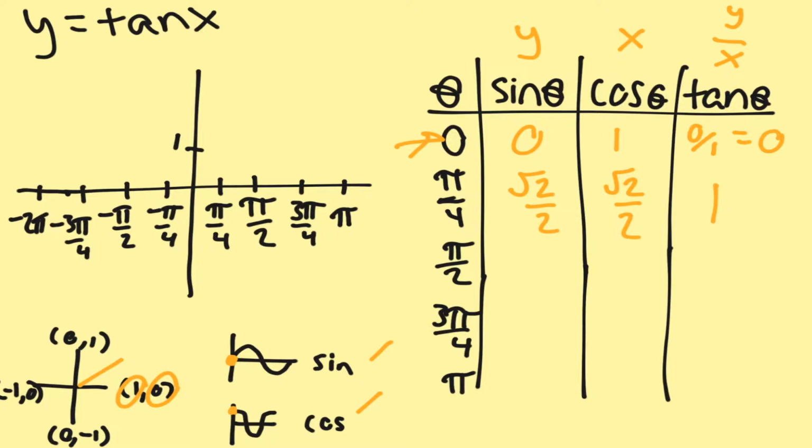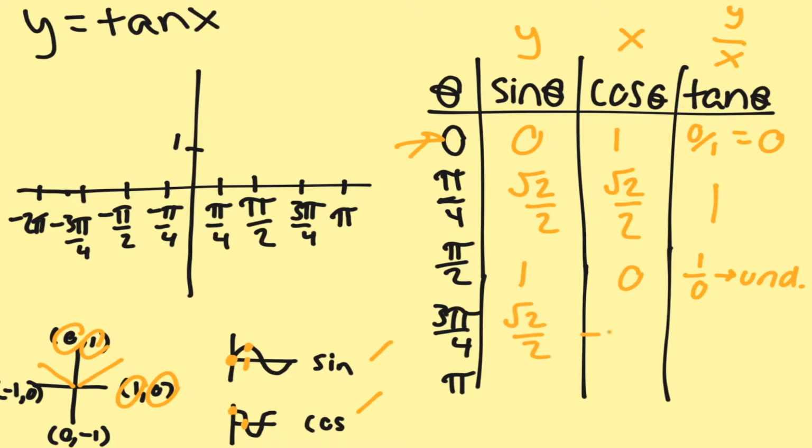Pi over 2, the y value is 1, and the x value is 0. Or you could look at pi over 2. You have 1 for sine. At pi over 2, you have 0 for cosine. And you can do 1 divided by 0, which is going to be undefined because you can't have 0 in the denominator. 3 pi over 4, the y value will be radical 2 over 2.